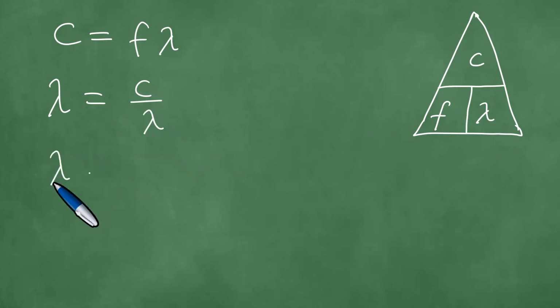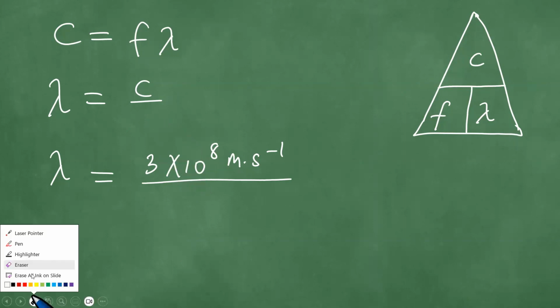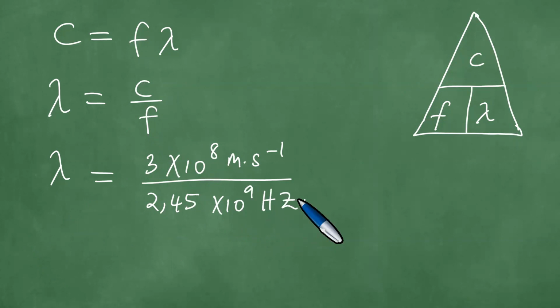Right. So what is C? We said it's 3 times 10 to the 8th power meters per second. What is the frequency there? 2.45 times 10 to the power of 9. Well done. You are a superstar. 2.45 times 10 to the power 9 hertz for the gigahertz. So now you have the division.